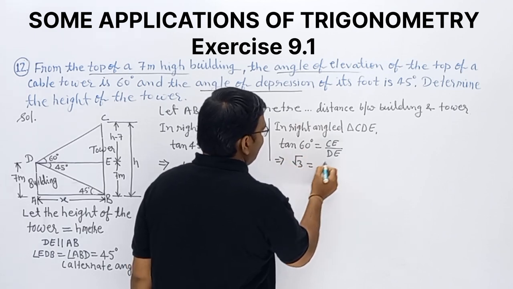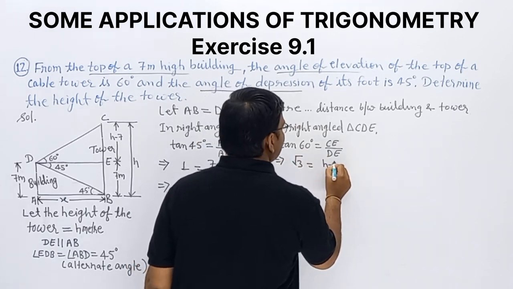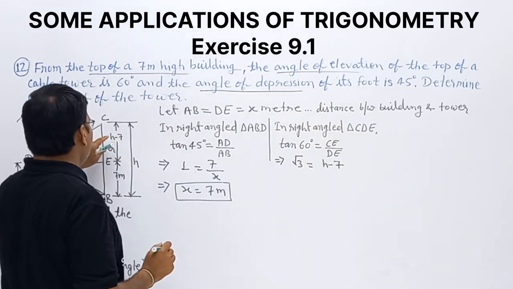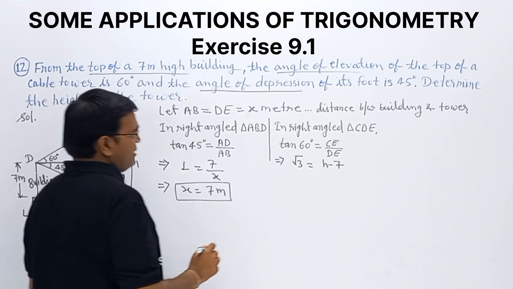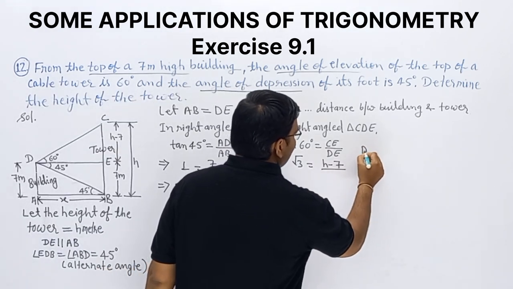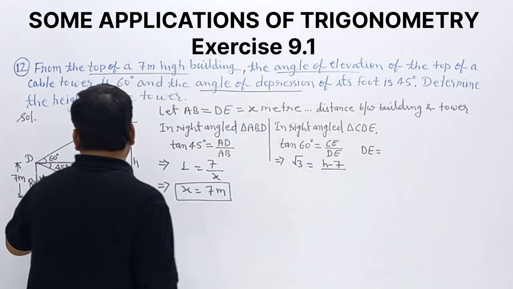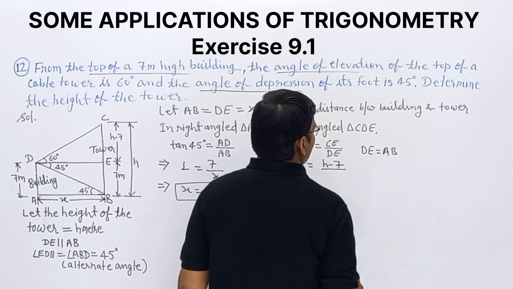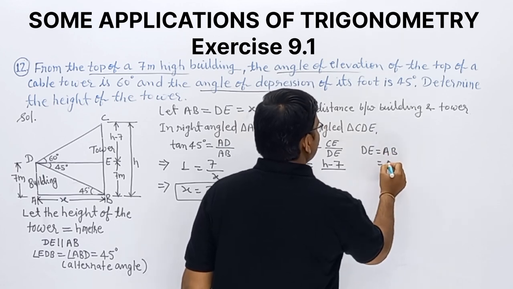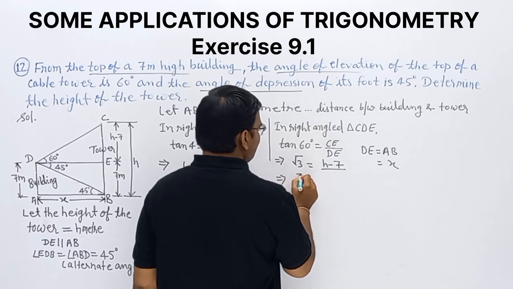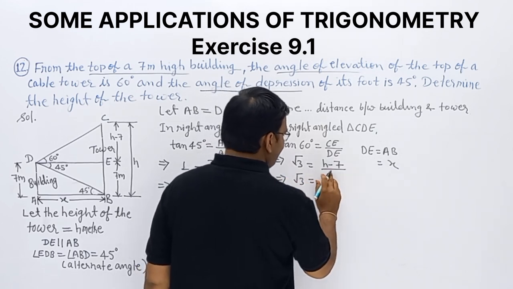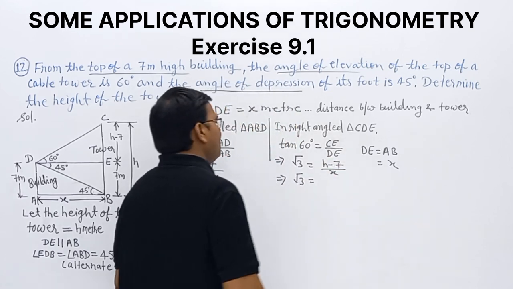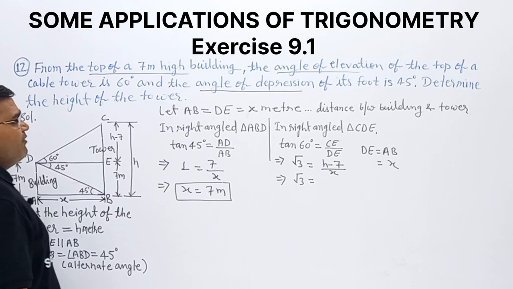square root of 3, and CE equals h minus 7, since the total height is h and this part is 7. So we have h minus 7 divided by DE, where DE equals AB, and AB equals x. So square root of 3 equals CE upon DE, that is, h minus 7 upon x.